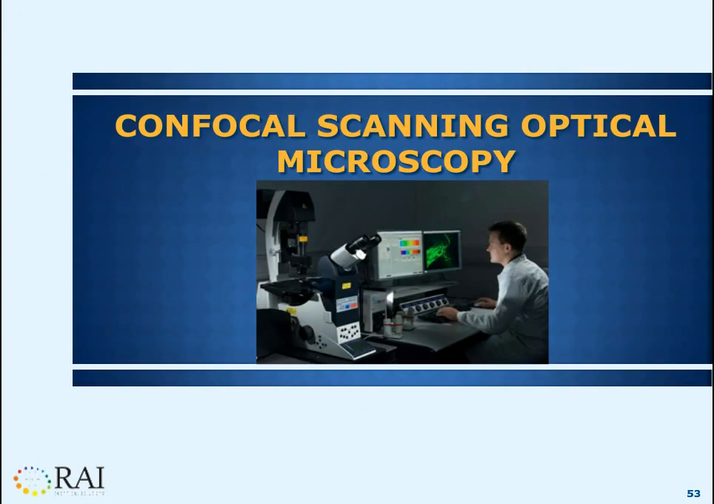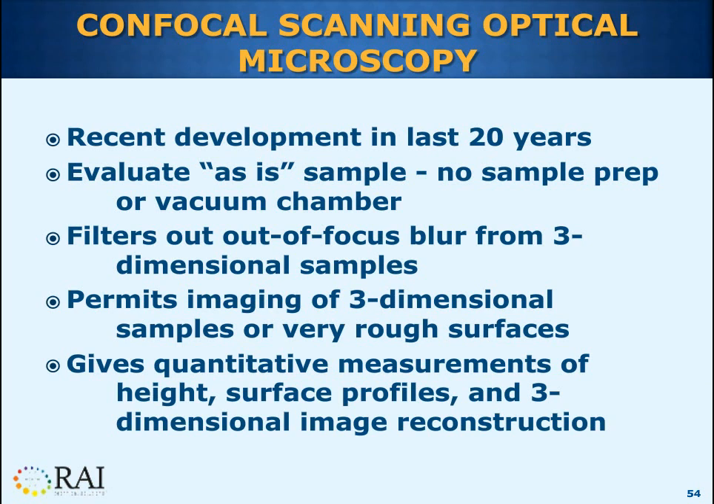I'll next talk about some of the remaining analytical tools. I'll talk a little bit about something called confocal scanning optical microscopy. Confocal microscopy is relatively new, about 20 years old. The biggest advantage over other types of microscopes is that it gives excellent images of three-dimensional surfaces, such as a sharp bend on a sample or a sample with a very rough surface.